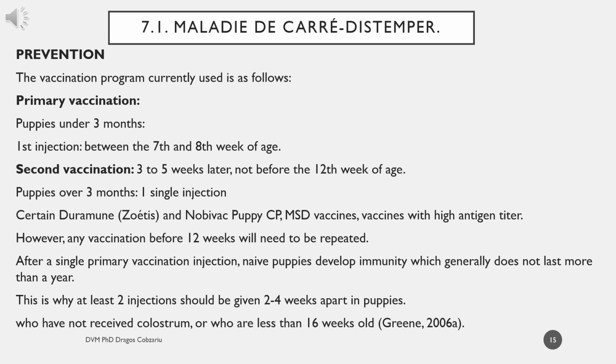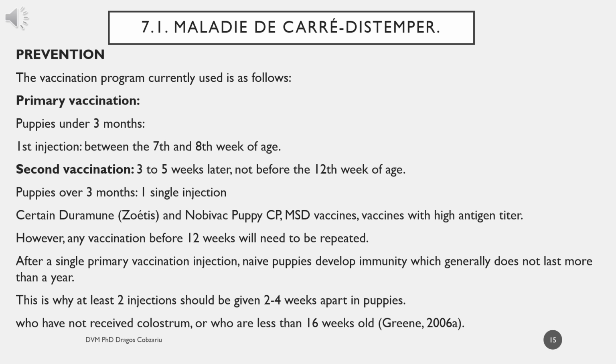Prevention. The vaccination program currently used is as follows: primary vaccination, puppies under 3 months, first injection between the 7th and 8th week of age. Second injection, 3 to 5 weeks later, not before the 12th week of age. Puppies over 3 months, 1 single injection. Certain vaccines, Duramune, Zoetis, and Nobivac Puppy CP, MSD, are vaccines with high antigen titer. However, any vaccination before 12 weeks will need to be repeated.